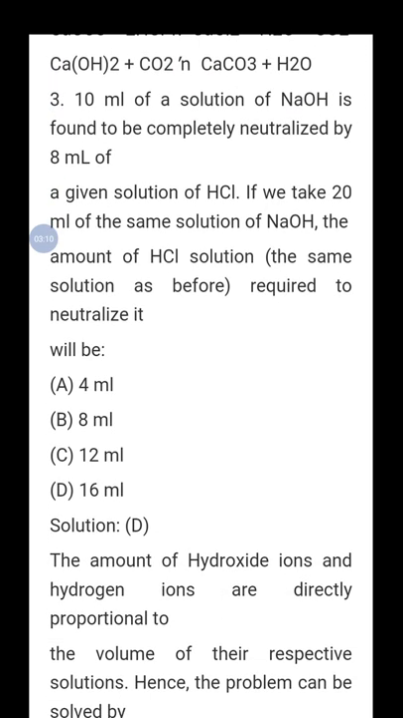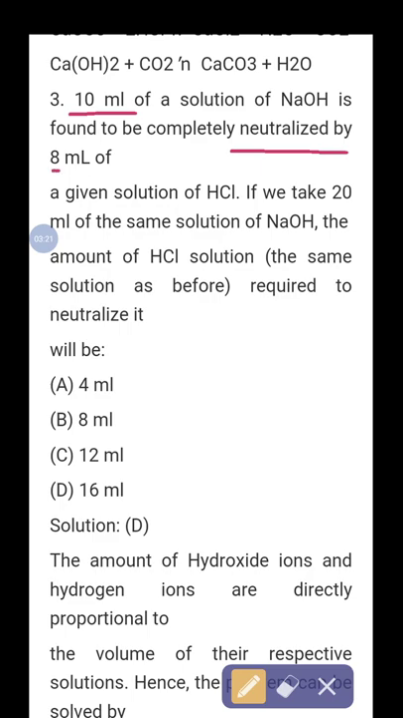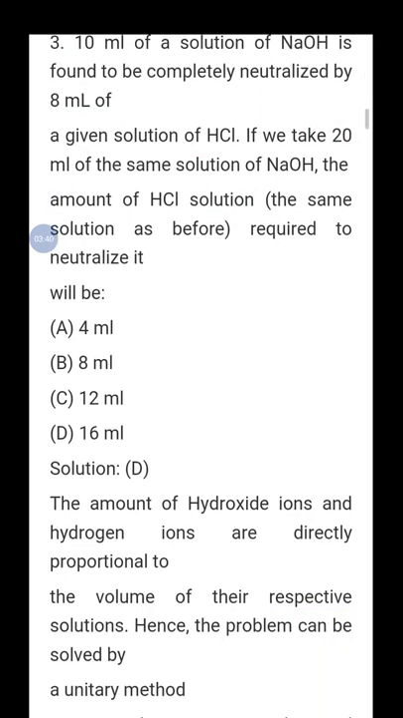10 ml of a solution of NaOH is found to be completely neutralized by 8 ml of a given solution of HCl. If we take 20 ml of the same NaOH solution, the amount of HCl solution, the same solution as before, required to neutralize it. Here are the options A, B, C, D.